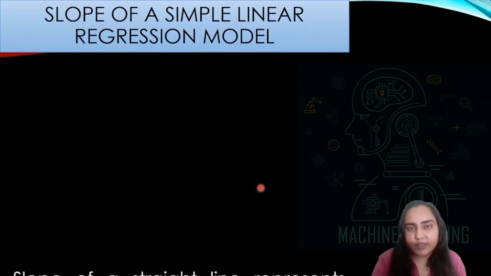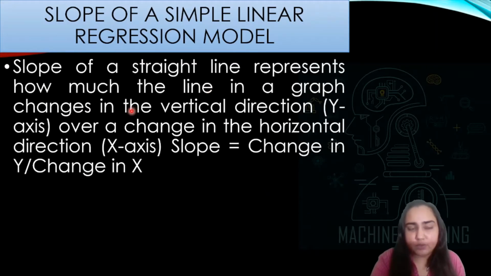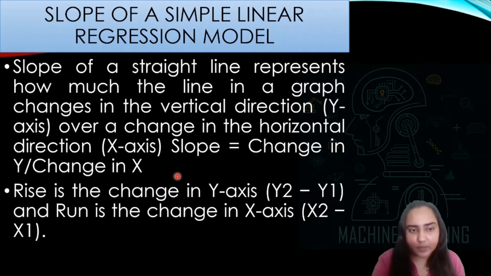Now, what is the slope of a linear regression? It represents how much the line in a graph changes in the vertical direction over a change in the horizontal direction. So slope is nothing but change in y divided by change in x. And rise is the change in y-axis, which is y2 minus y1, and run is the change in x-axis, which is x2 minus x1. So there are two things, rise and run. Rise is for y-axis, run is for x-axis.